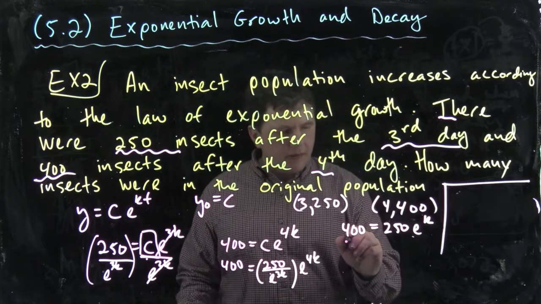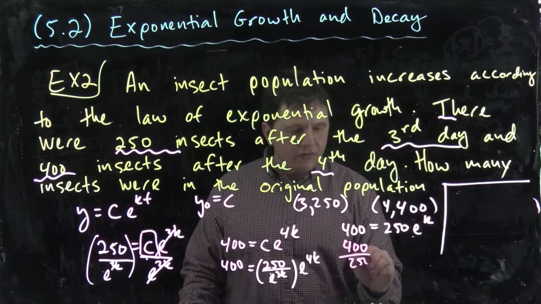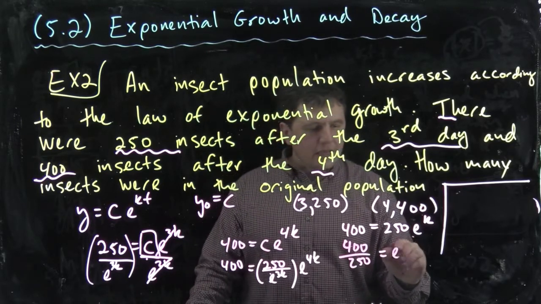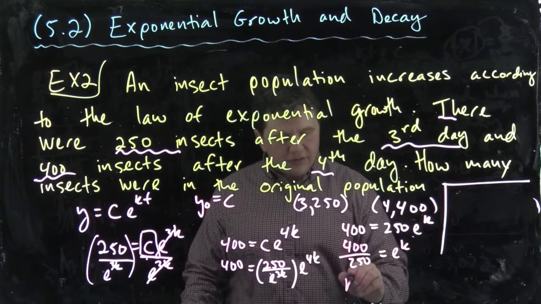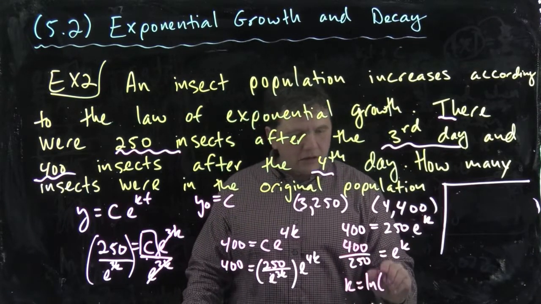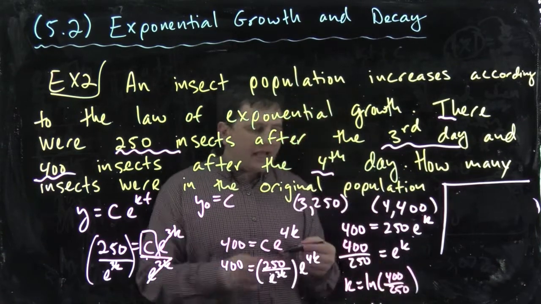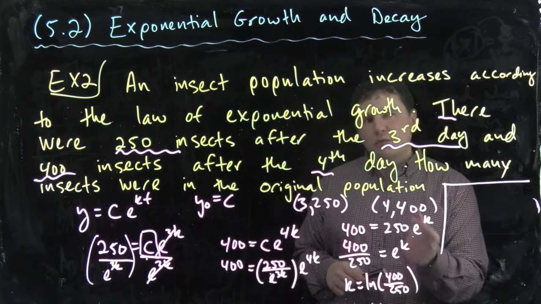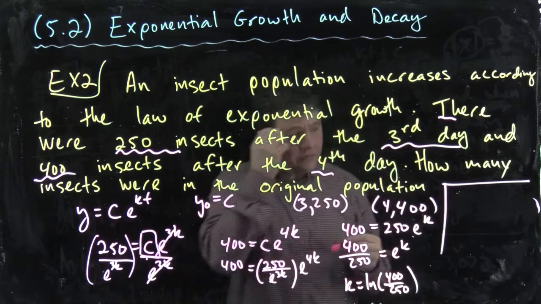So we're going to solve for k here. 400 divided by 250 is equal to e to the k. I can get that k out by using ln of this side, so k is equal to the ln of 400 over 250. Now, I don't want to calculate this. If I did calculate this, I would need to store that because I want my final answer accurate to 3 decimal places. So I'm just going to leave it like this.